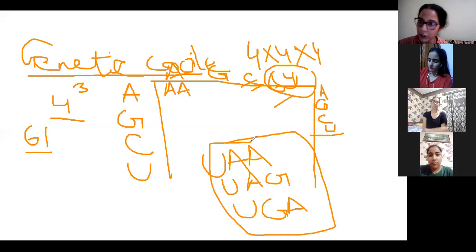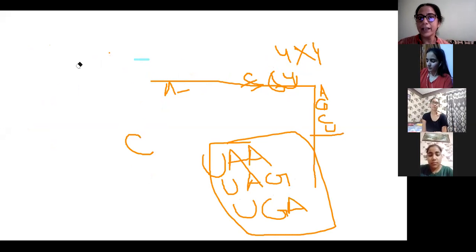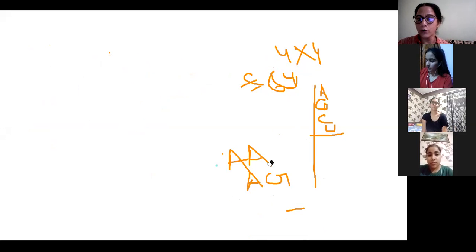So till here you are clear about the basic information of genetic code. Now we need to know what are the various characteristic features of these codons.